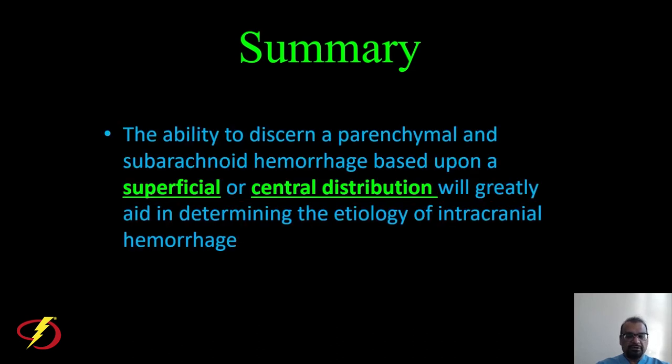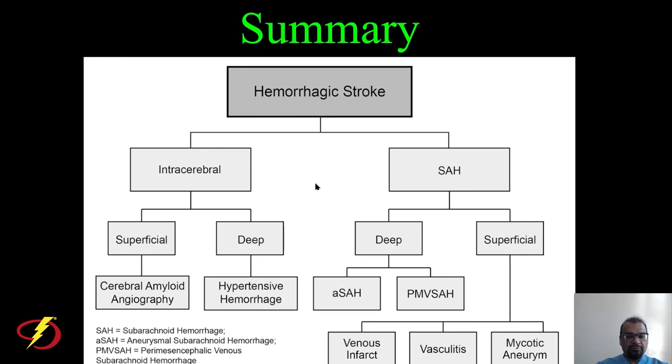The ability to discern parenchymal and subarachnoid hemorrhage based on superficial or central distributions will greatly aid in determining the etiology of intracranial hemorrhage. So in summary, we talked about hemorrhagic stroke today. This is the overwhelming minority of stroke and accounts for 13% of all stroke.